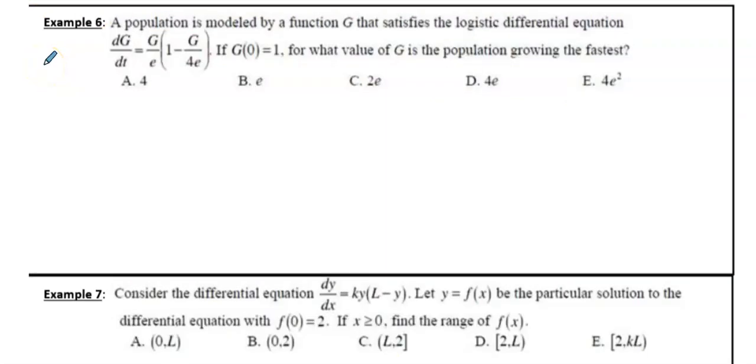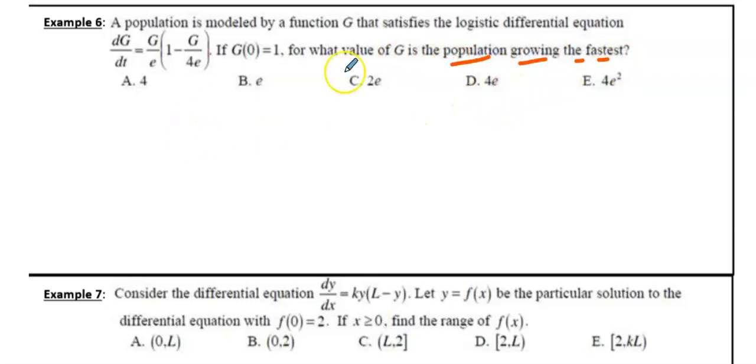So question 6 is actually going to take us back to what I discussed in the very first video of this lesson. It says a population is modeled by the function g that satisfies the logistic differential equation given to you right here. If g of 0 is equal to 1, then at what value of g is the population growing the fastest? So, population growing the fastest.